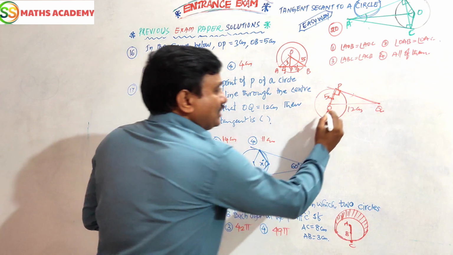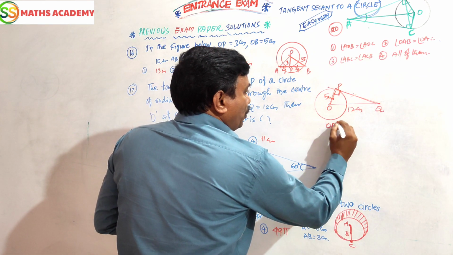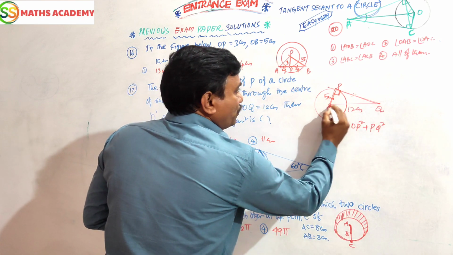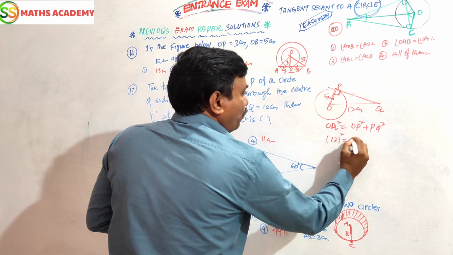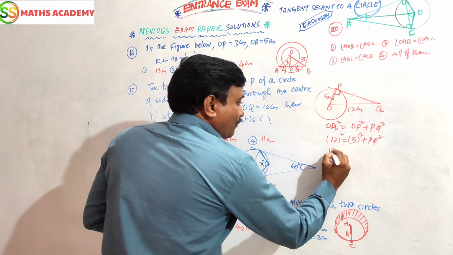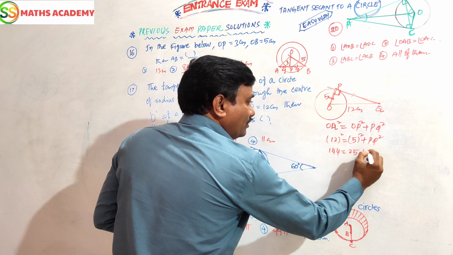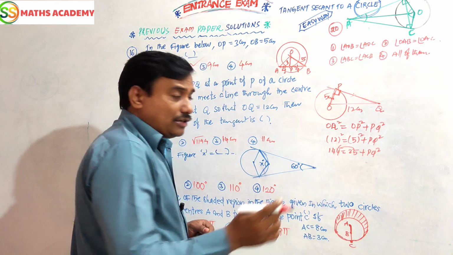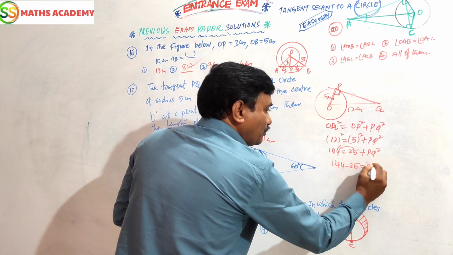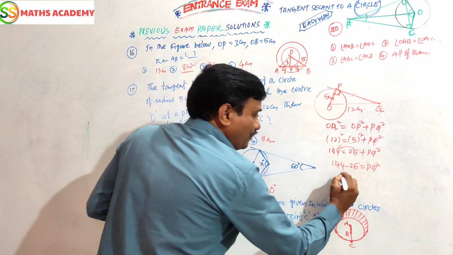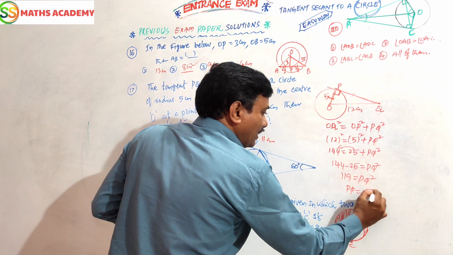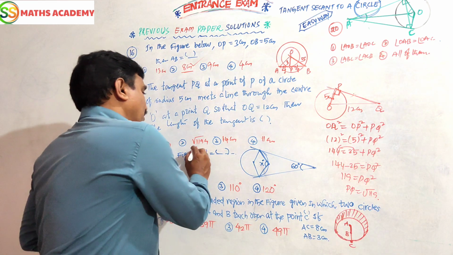Yes, hypotenuse. This is the Pythagoras theorem. OQ square equals OP square plus PQ square. OQ is 12, OP is 5, this is PQ square. Right? 144, this is 25, this is PQ square. Transposing to the left side, 25 becomes 144 minus 25, that equals PQ square. 144 minus 25 is 119, that equals PQ square. Now PQ equals root of 119. Children, this is the answer.